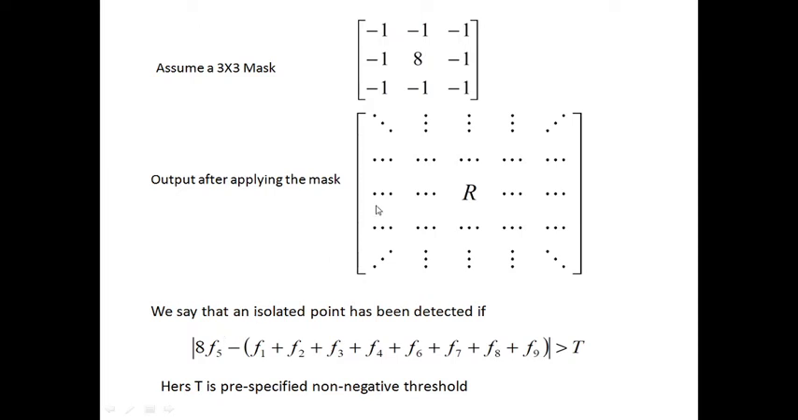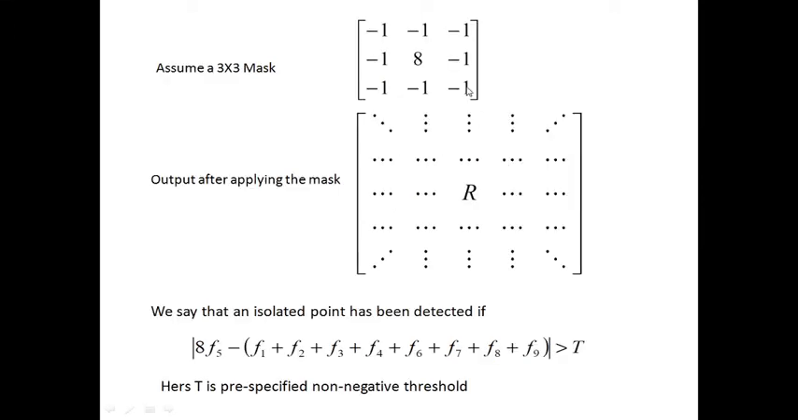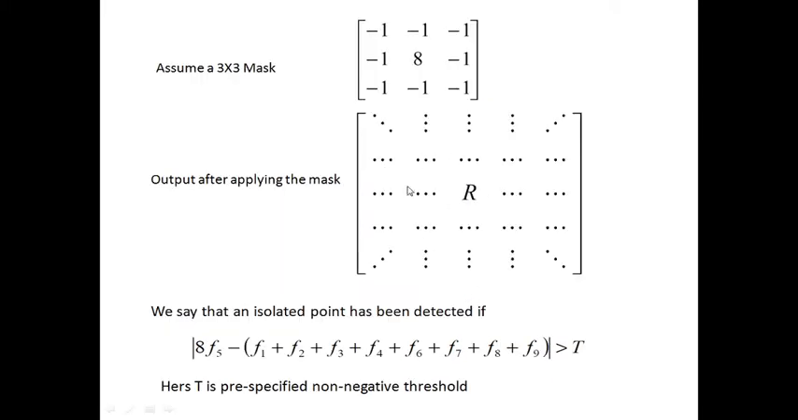At which location can I consider that an isolated point has been detected? This mask is applied to the input image. You can see that at all the locations W1 to W9 we have a value of -1, except at W5, which has a value of 8. Now this is convolved with the input image, and finally I obtain this as my output.